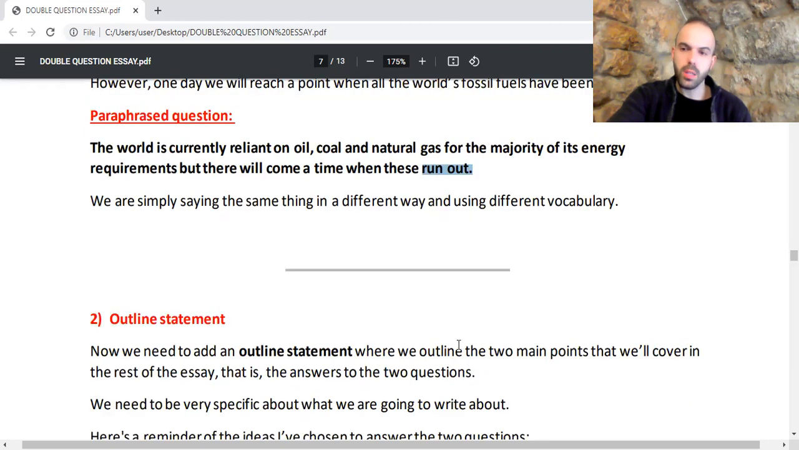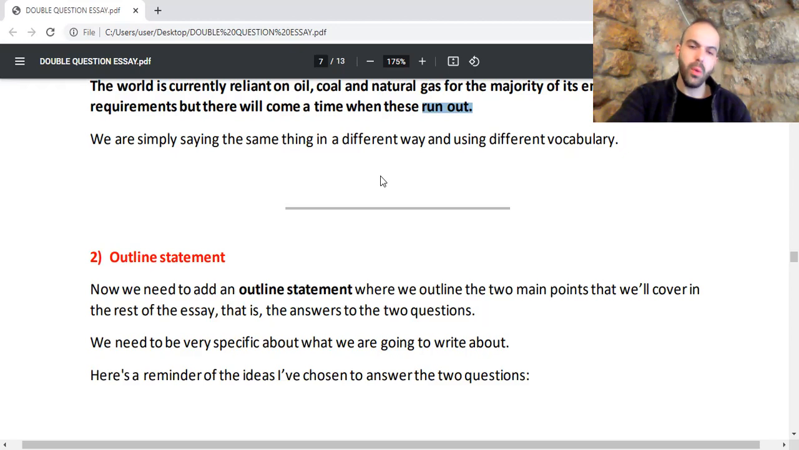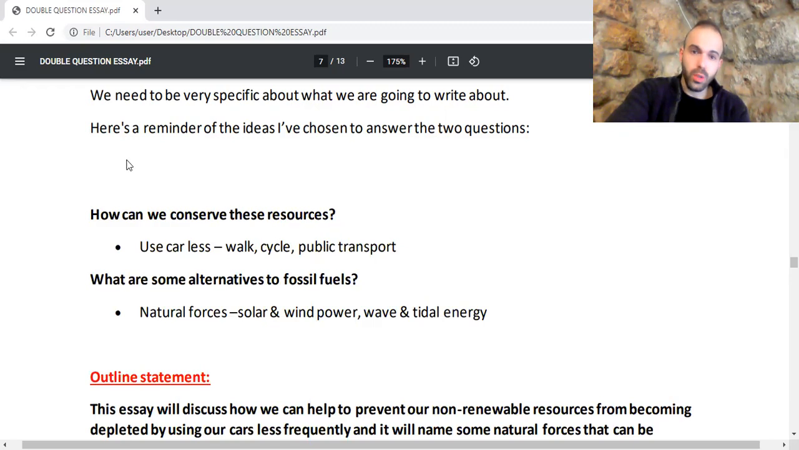Now for the second part of the introduction, we have the outline statement. Now we need to add an outline statement where we outline the 2 main points that we will cover in the rest of the essay. That is the answers to the 2 questions. So we need to be very specific about what we are going to write about. Here is a reminder of the ideas I've chosen to answer the 2 questions. So for the first question, we chose this answer: using cars less, walk, cycle, or public transport. And for the second question that says, what are some alternatives to fossil fuels? So I'm going to talk about the natural forces, which are solar and wind power, wave, and tidal energy.